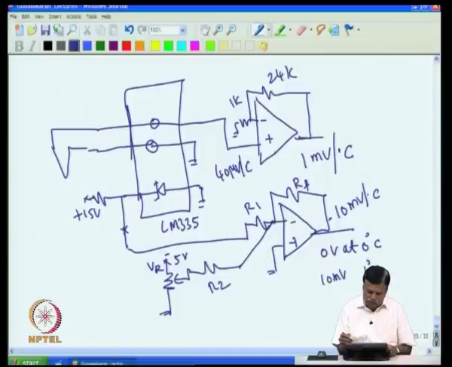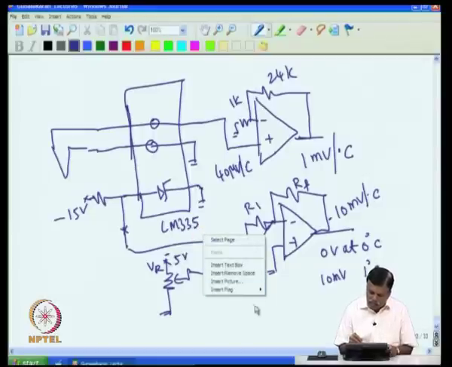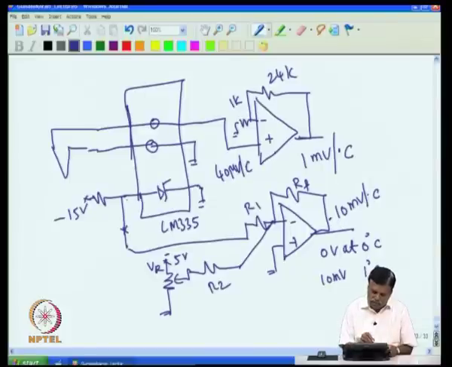Now there are two ways of doing this. I can remove this plus 15 here and put minus 15 here, then I reverse this LM335, I reverse connect it, so that now I will get minus 2.73 at 0 degree C. That minus 2.73 will come at 0 degree C. That will give me plus. So when temperature goes up, this will go up, more minus, that will make it more plus. So now what happens? Only thing is this is to be reversed.